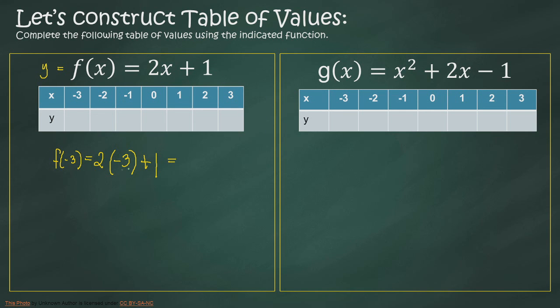That will be equal to, this is 2 times 3, negative 3, that's negative 6, plus 1, that will be negative 5. And that is our y value.